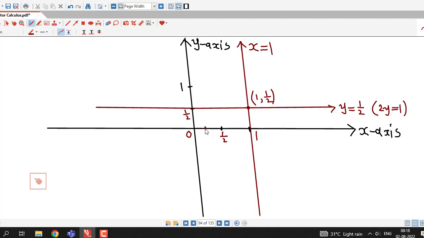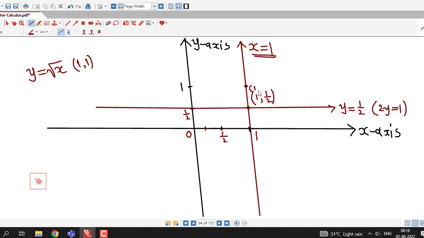Now we have to sketch the parabola. Parabola is y equal to square root of x. So if we take the intersection of the parabola with this line x equal to 1, if we put x equal to 1, y will be 1. So this parabola will intersect the line x equal to 1 at point (1, 1).